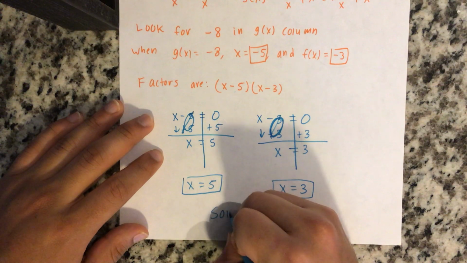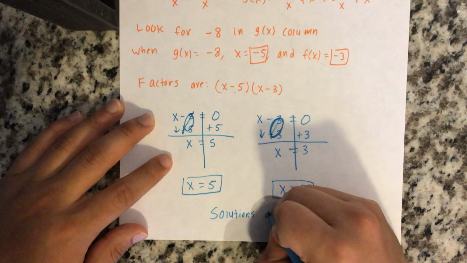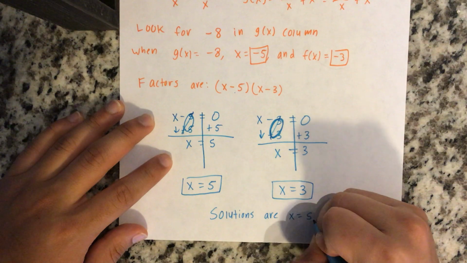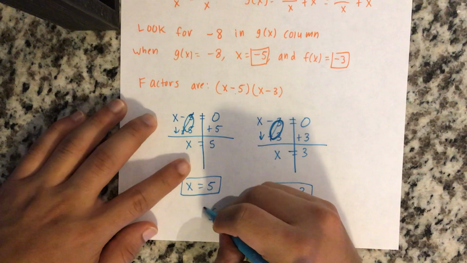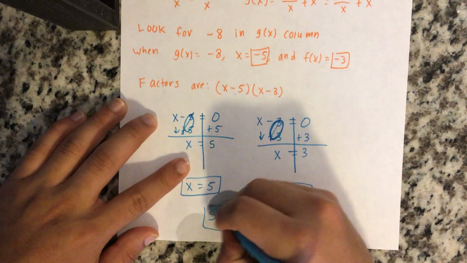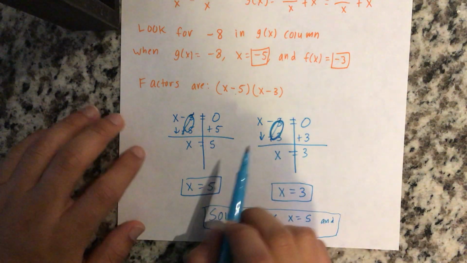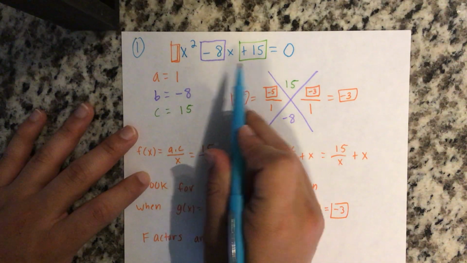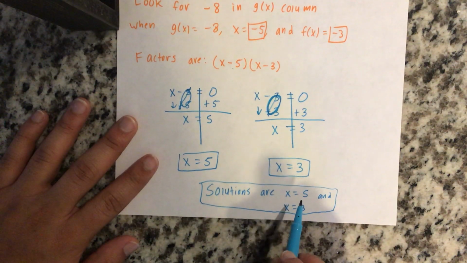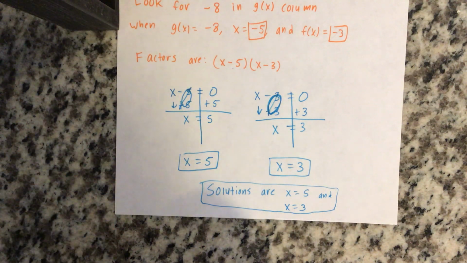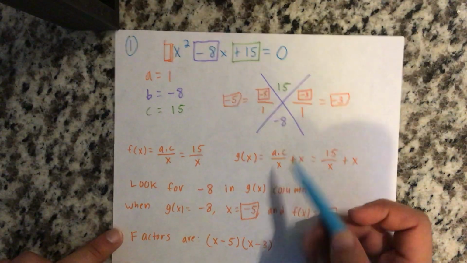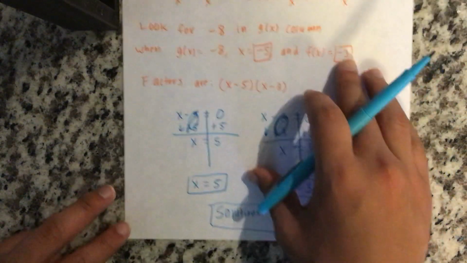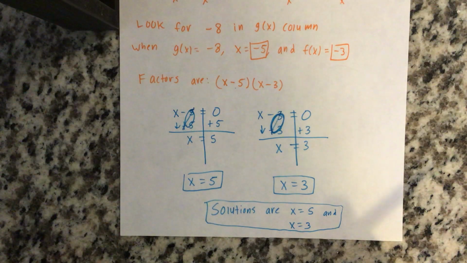Those are my solutions. So my solutions are x equals 5 and x equals 3, okay? So those are the 2 points where this quadratic equation crosses the x-axis. It crosses it at 5 and it crosses it at 3. So that's it. That's really it. All this up here is what you did last week. The only new stuff is this little part. That's it. So let's try another example.